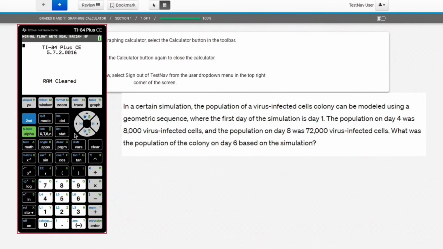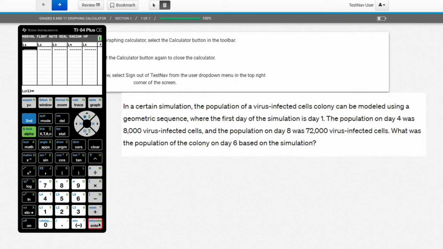All right, so if we're going to do any type of regression, exponential, linear, whatever, the first thing you're going to do is you're going to hit stat and then hit edit. Okay, so the 2 points that I had were 4, 8,000 and 8, 72,000. So 4 and 8 are going into my L1, my list 1, and 4 matched up with 8,000, so let's type that in, and 8 matched up with 72,000, so let's type that in. Let's go back to stat. Let's go back to calc.